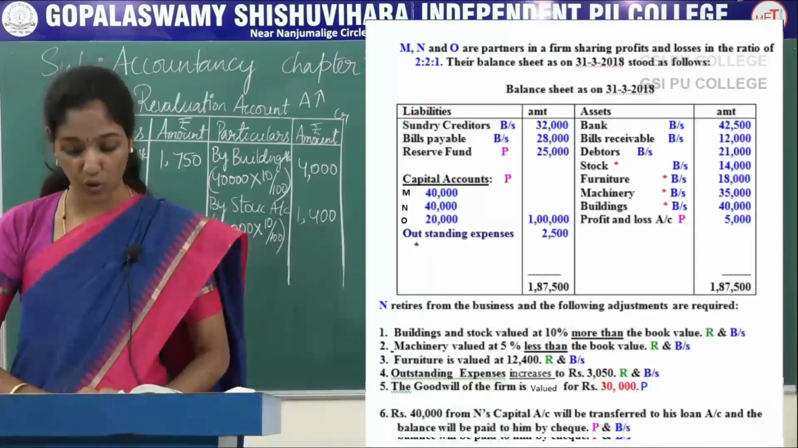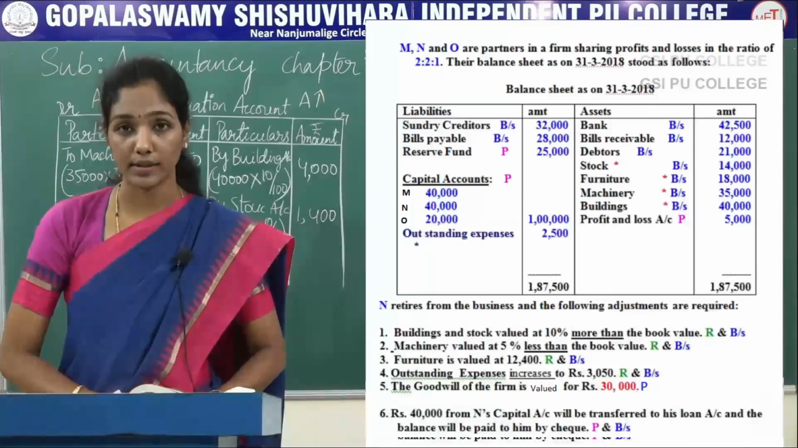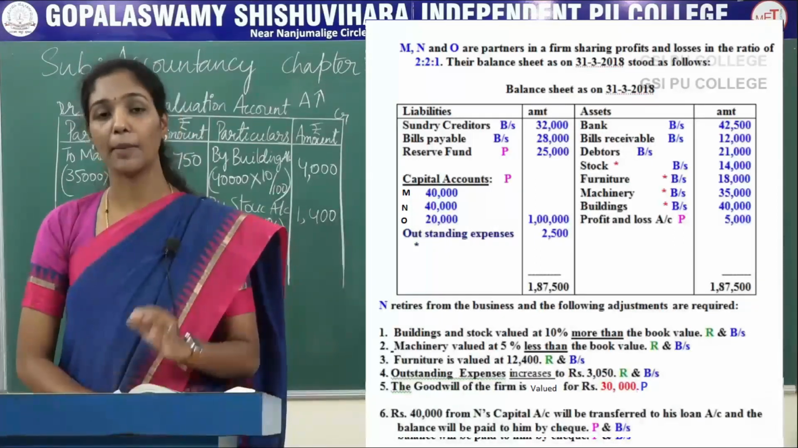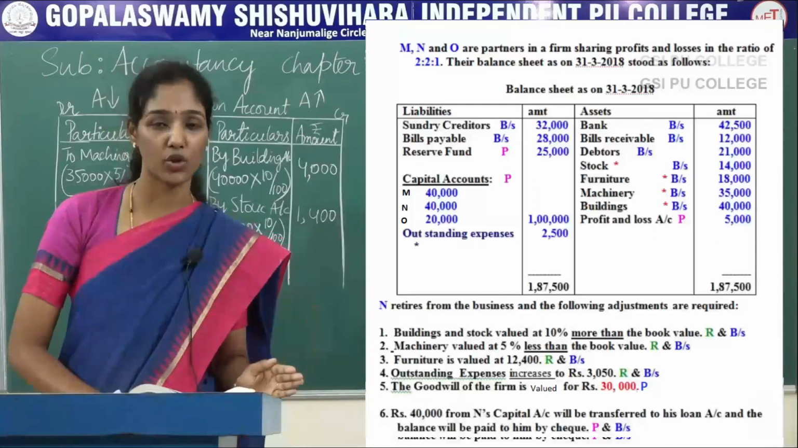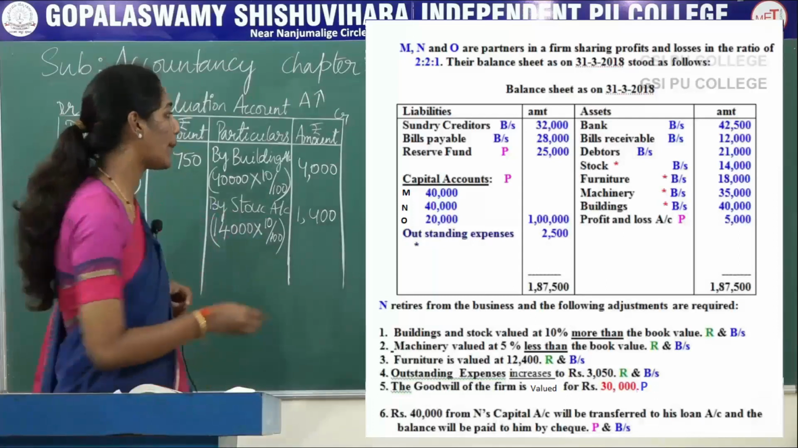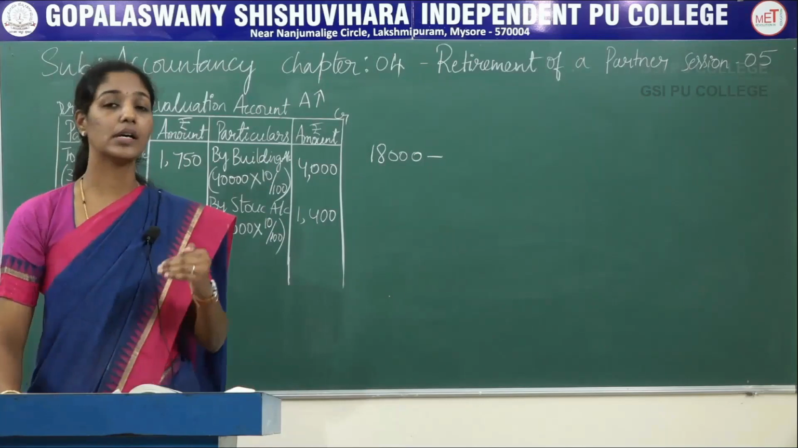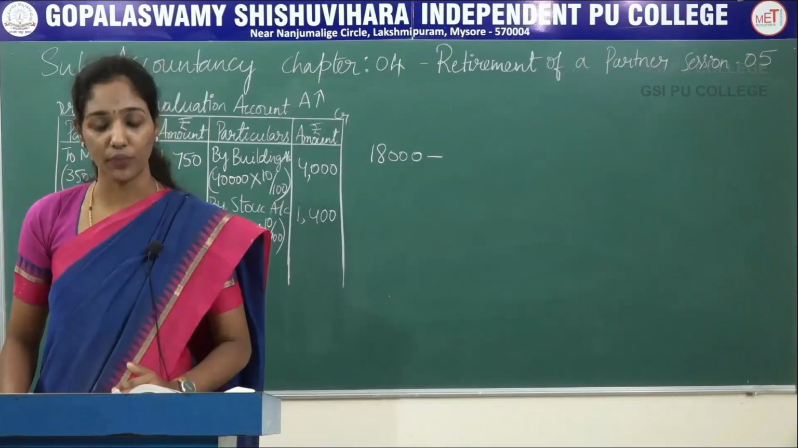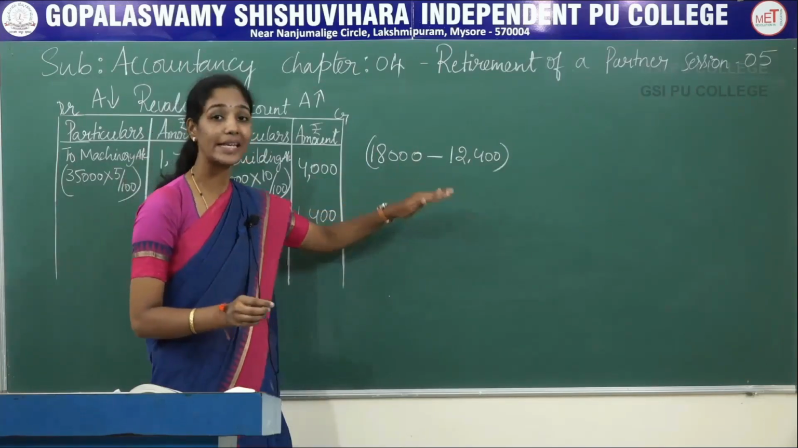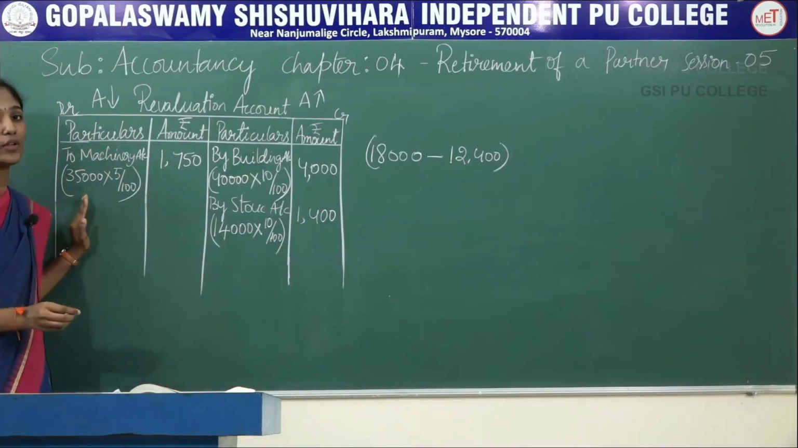But in your last year balance sheet, the value of furniture is 18,000. So now you have to ascertain whether the value of the furniture has increased or decreased by comparing the old balance of furniture with the market value which is given in your adjustment. So here the old balance of the furniture is 18,000 minus, so now the current value or the market value of the furniture is 12,400. So here the value of the furniture has decreased now. So it should be recorded on debit side of the revaluation account.